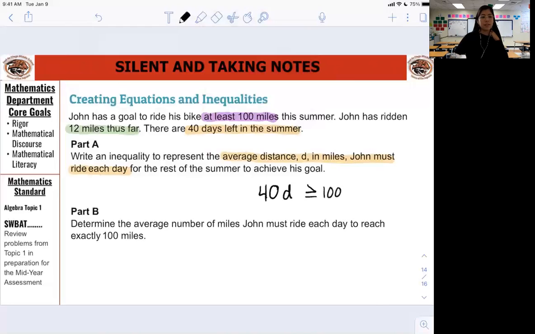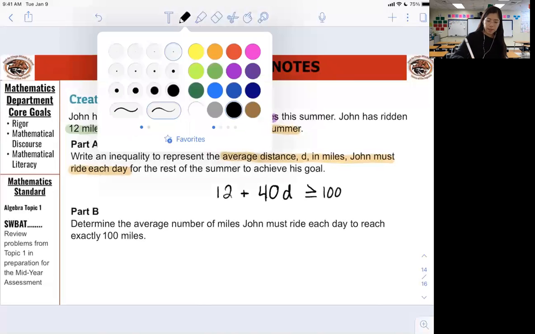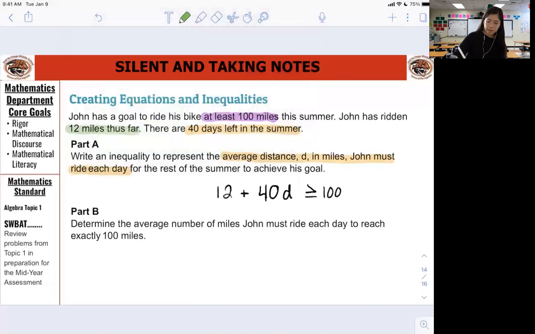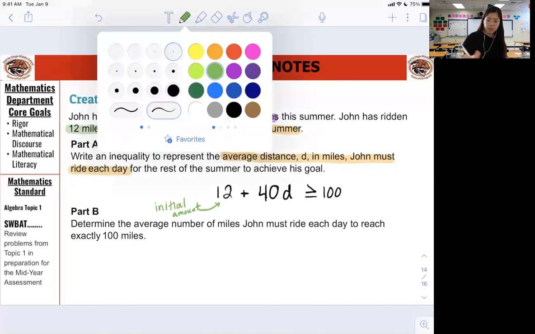Who just spoke? Was that Bianca? Can you say what you just said again? 12 plus 40D. There we go. That's the inequality, because 12 is how many miles he already did. So this is like the initial amount. 40 is how many days are left.